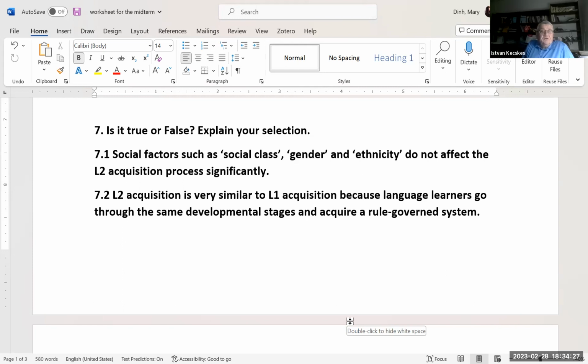Next one, L2 acquisition is very similar to L1 acquisition because language learners go through the same developmental stages and acquire a rule-governed system. So look at this argument. It's very similar to L1 acquisition because language learners go through the same developmental stages and acquire a rule-governed system. So what do you say about this?